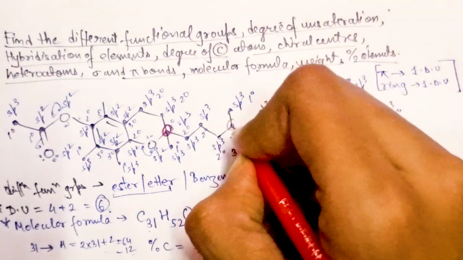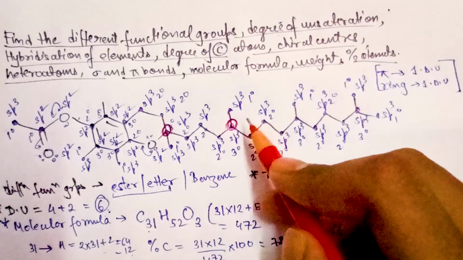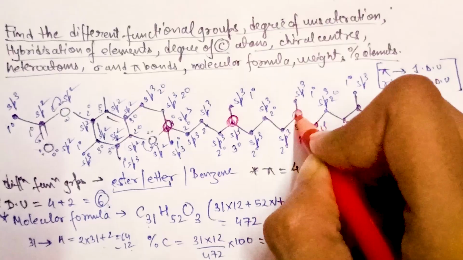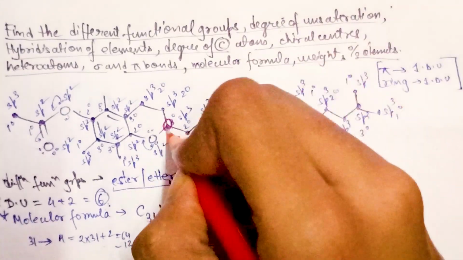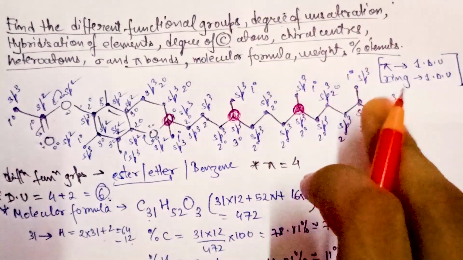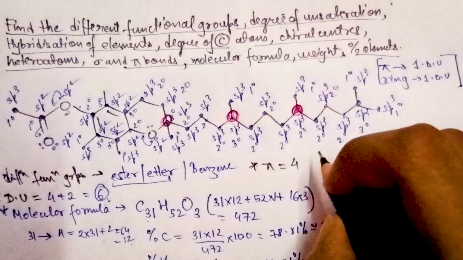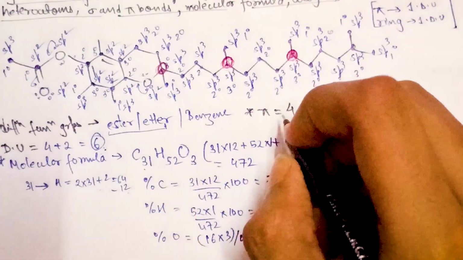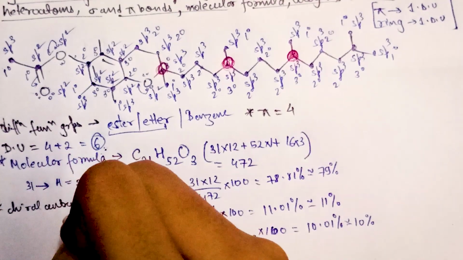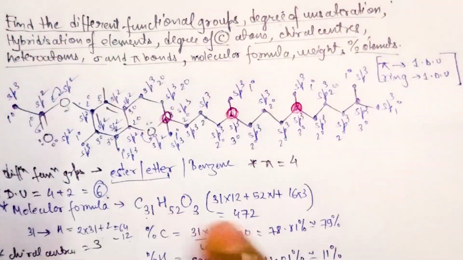Secondly, we can see this is also an sp3 and it is attached to 4 different groups, one being hydrogen. And similarly, this is also a chiral center, so we can circle these, and these 3 are the chiral centers. And here it has 2 same groups. Therefore, this is not a chiral center. So there are 3 chiral centers, so I can just write down the number of chiral centers. They are 3.